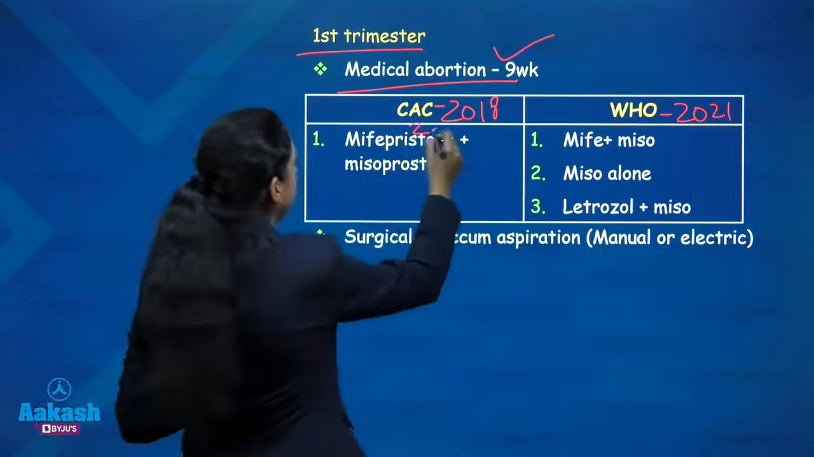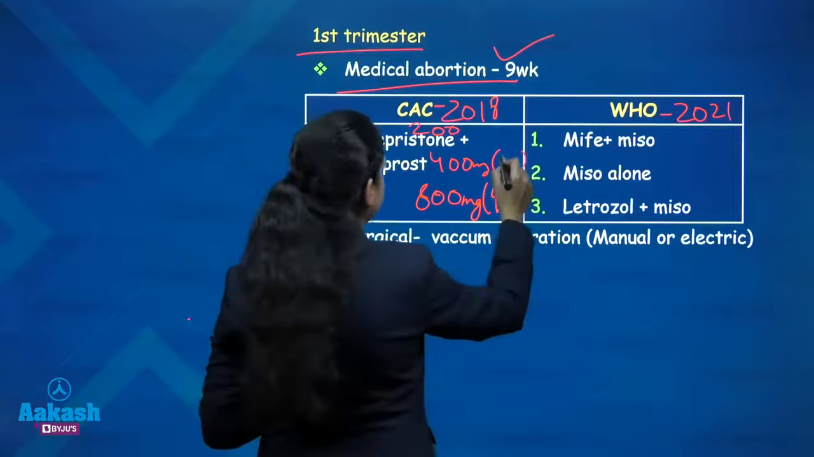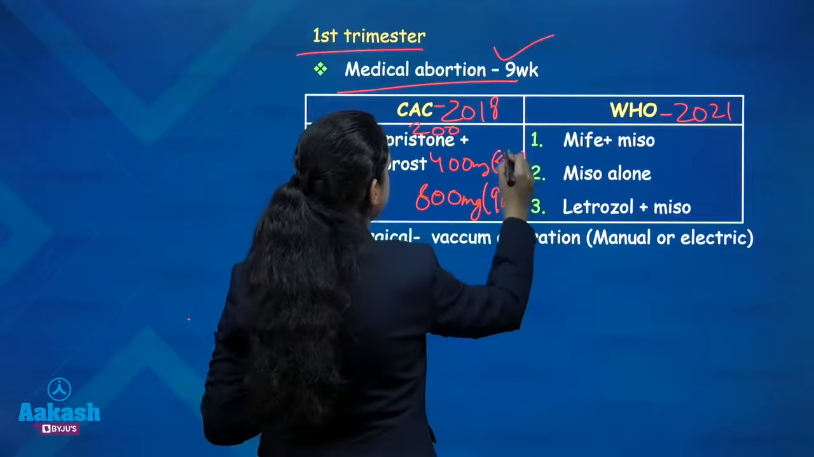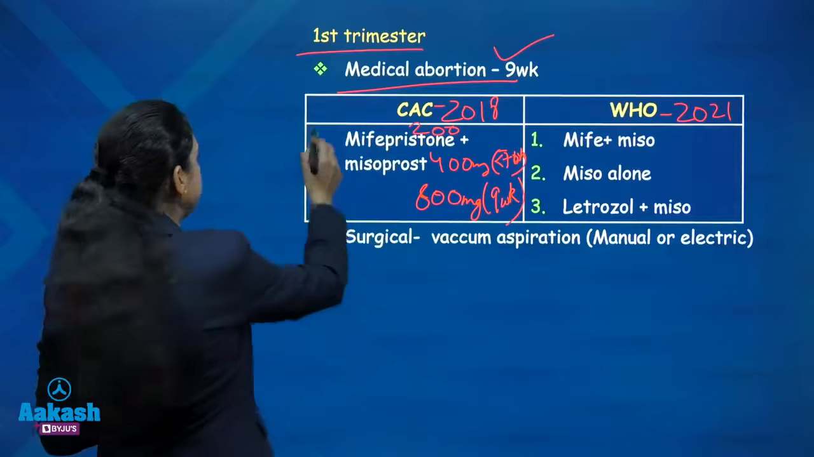Mifepristone 200 milligram. If it is less than 7 weeks, the dose is 400. And if it is 7 to 9 weeks, the dose is 800.